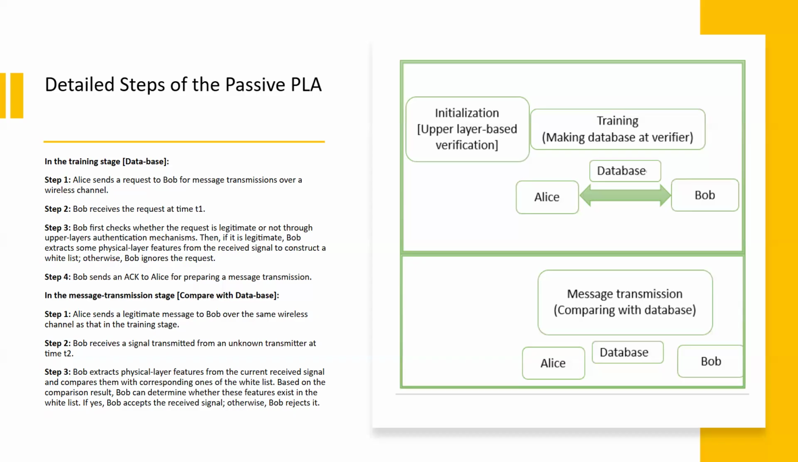Any questions? Clear? These are the steps of passive physical layer authentication in general. 2 stages, and each stage is 3 to 4 steps. And here in visualization, you have the training phase where they make a database at the verifier, the authenticator, and then during the message transmission, the new signals are compared with what's stored in the database. If it matches, it's okay. If it doesn't match, I reject.